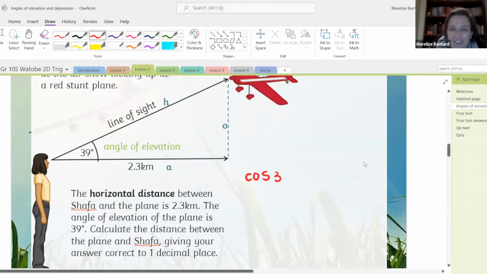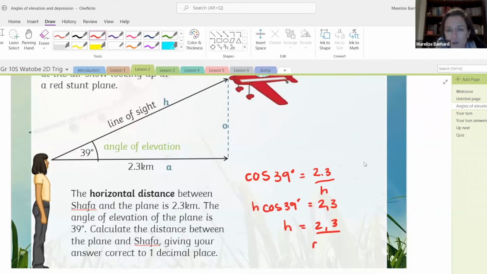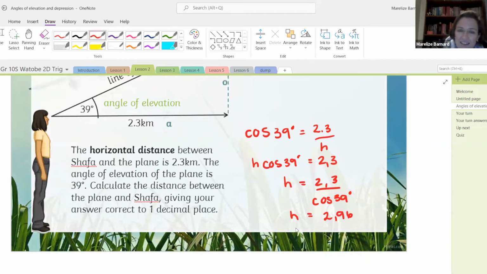So cos 39 degrees is 2.3 over h. So then h cos 39 is 2,3, and then h is 2,3 over cos 39. Okay, right, wonderful, everyone. That's 2,96. And if you round to one decimal place, then it is 3.